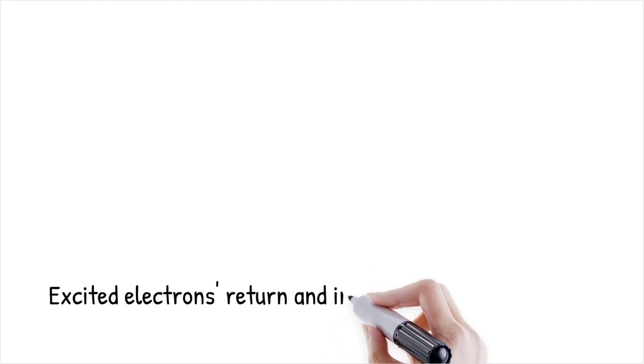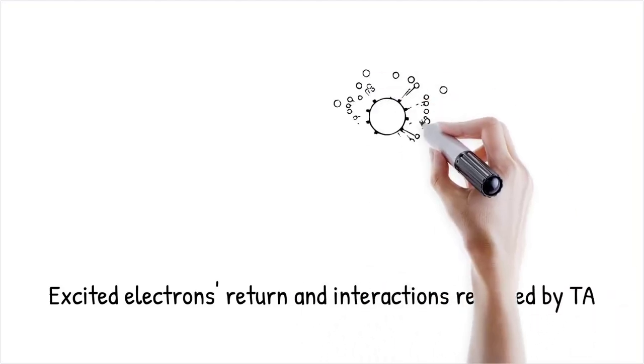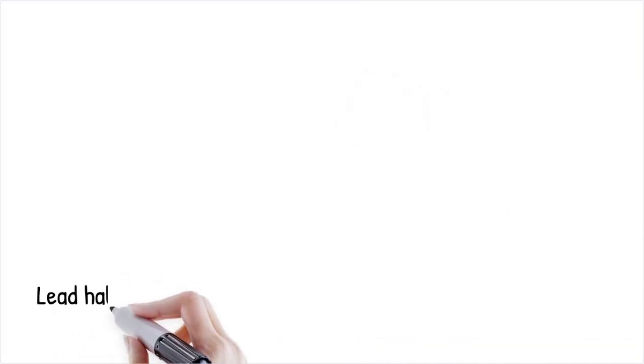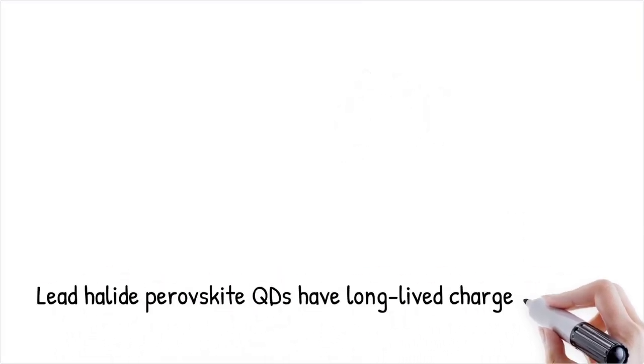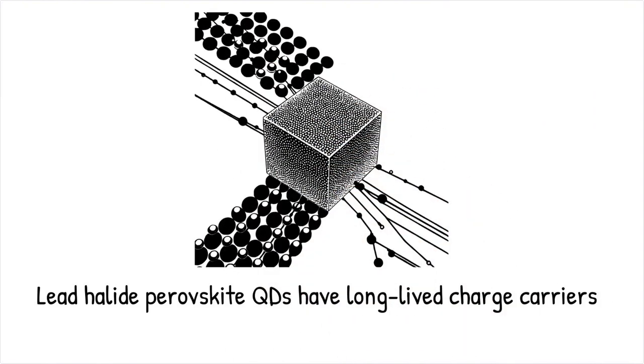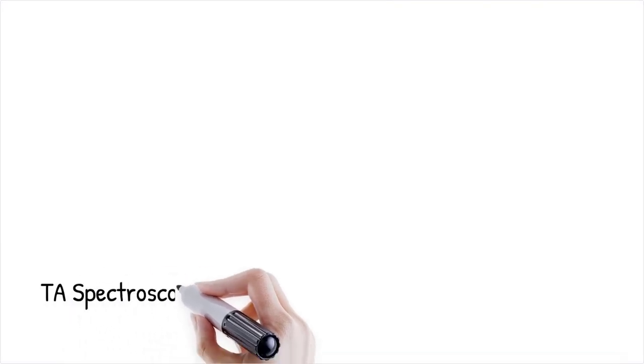For example, lead halide perovskite quantum dots exhibit long-lived charge carriers, which enhance their efficiency in solar cells. It's like watching a bouncing ball in slow motion. This technique captures every tiny step of electron movement after excitation.